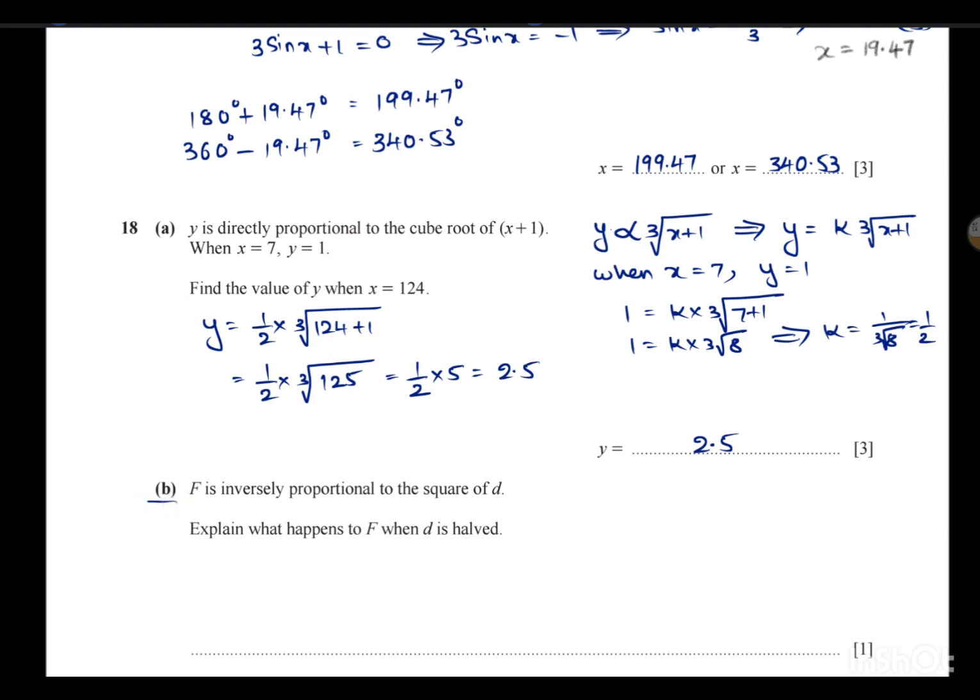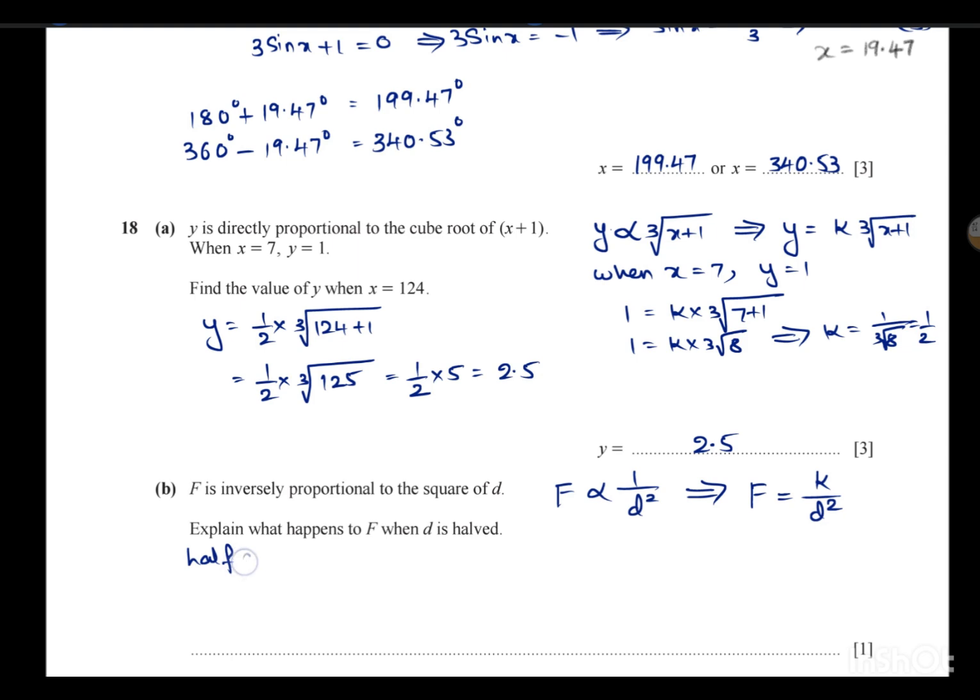Question number B. F is inversely proportional to the square of D. Explain what happens to F when D is halved. So F is inversely proportional to the square of D. This is the proportionality. Now if I take a constant and write k by d square, so F is k by d square. Now let us do half of D.